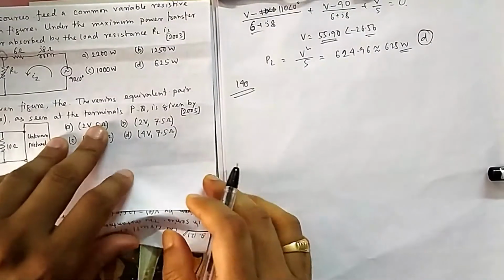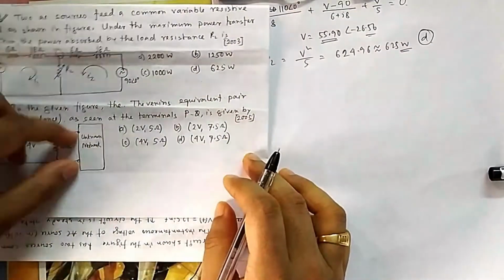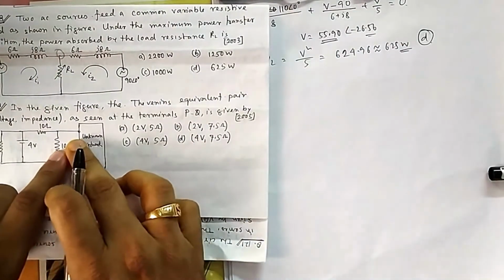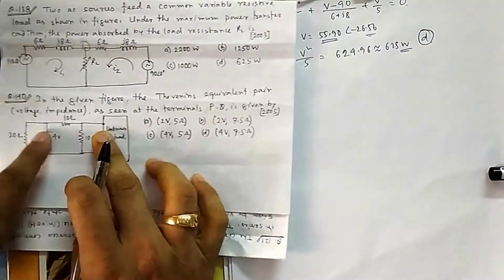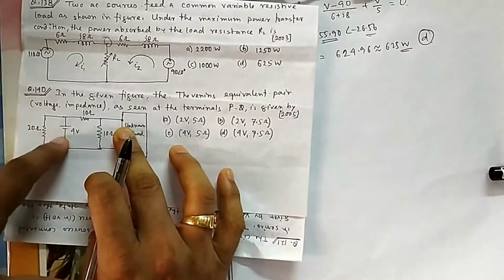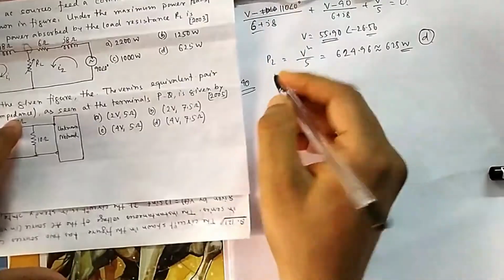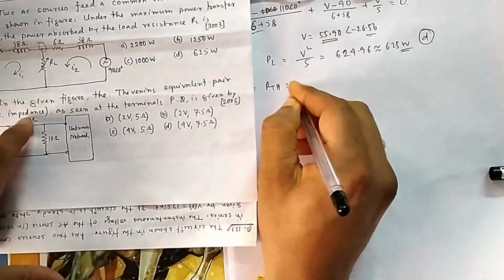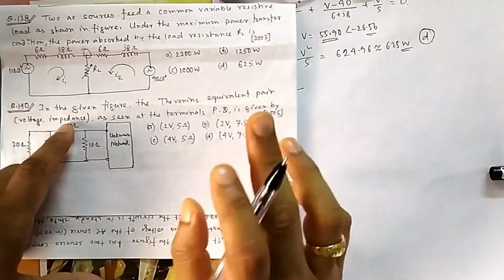In the given figure, the Thevenin's equivalent as seen from this side. From this side you are seeing, so this will be shorted. This is shorted means no current will flow through this. So only these two will be in parallel. So RTH, you can directly say, is 5. So obviously out of A and C, one will be the option.